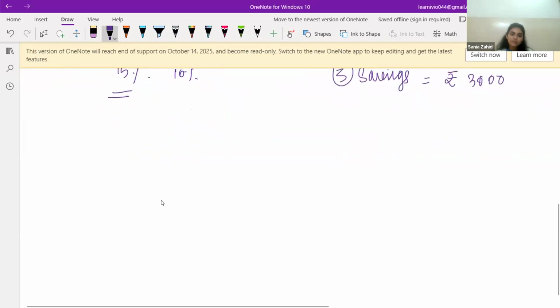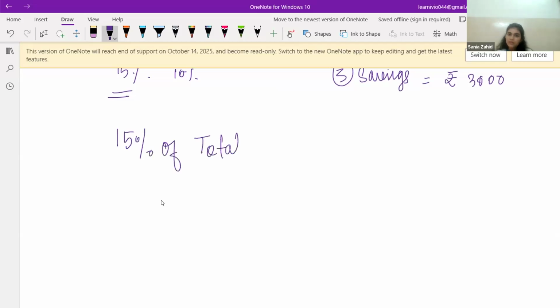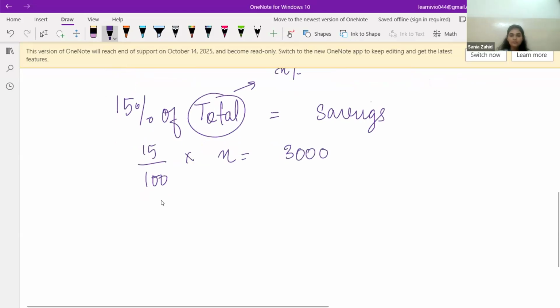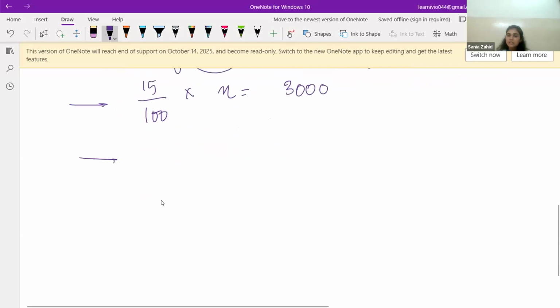So 15% of the total is equals to savings. Let's assume the total income of the family is X rupees. So 15 by 100 into X is equals to savings. That's 3,000. Children, please tell me, did you understand this step? Yes, ma'am. Either you can cancel over here only, or I'll suggest you one better thing. Just transpose the entire thing.